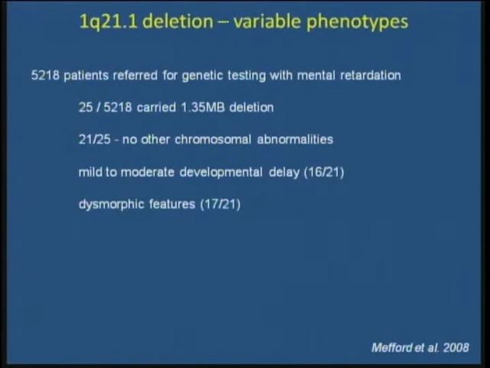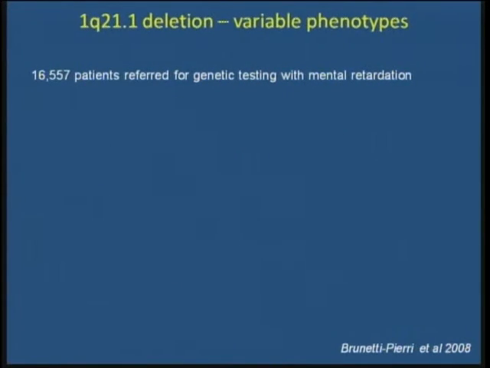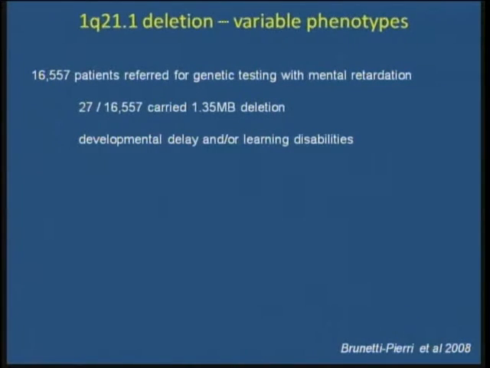A number had dysmorphic features, and approximately 2/3 had microcephaly. There were also heart abnormalities, hypertonia, seizures, and cataracts. And interestingly, 4 of the patients had normal cognitive development. About the same time, another study saw pretty much the same phenotype. They had a much larger population base, 16,000 patients referred for genetic testing with mental retardation. 27 of those carried that exact same 1.35 megabase deletion, and most of those had developmental delay and or learning disabilities.